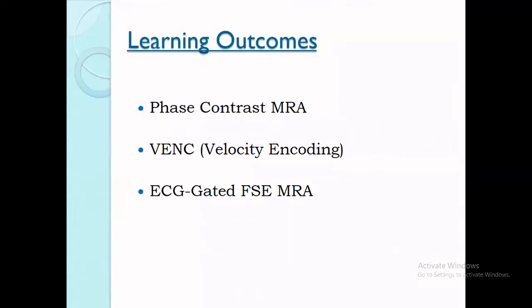So, the learning outcome of this lecture will be the phase contrast magnetic resonance angiography. And in the phase contrast, there is another technique, we call it the VENC, which is velocity encoding. Velocity encoding is very, very important for the phase contrast. So there is a concept involved in the VENC as well, and we will study that one as well. And the very last section of today, electrocardiography gated fast spin echo and magnetic resonance angiography technique.